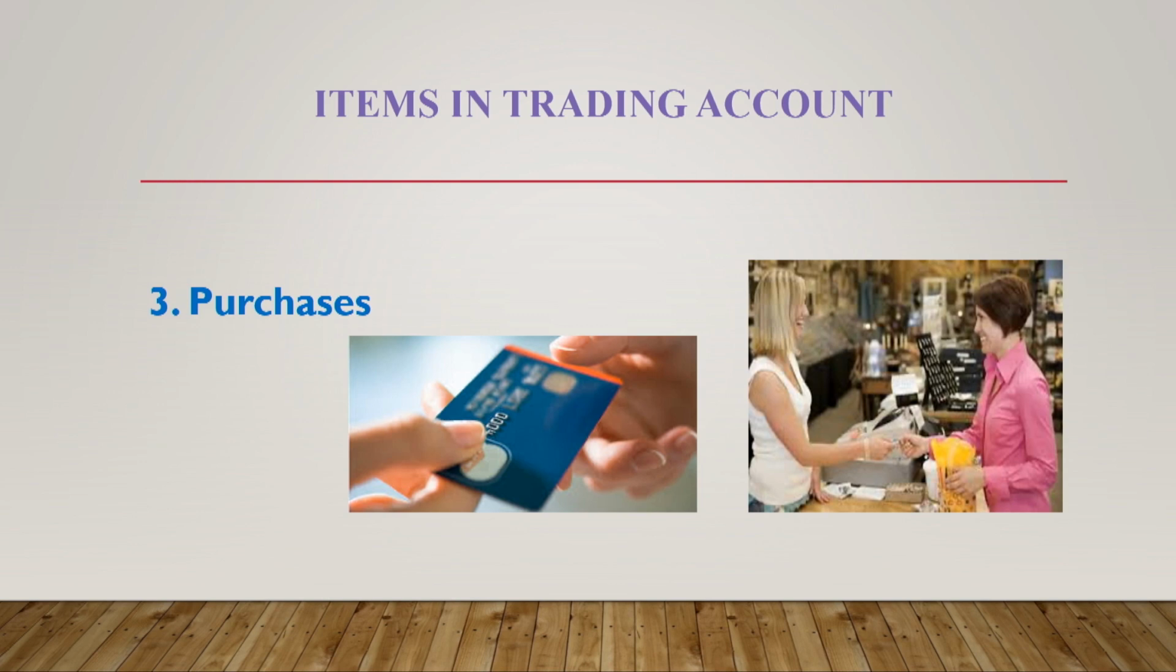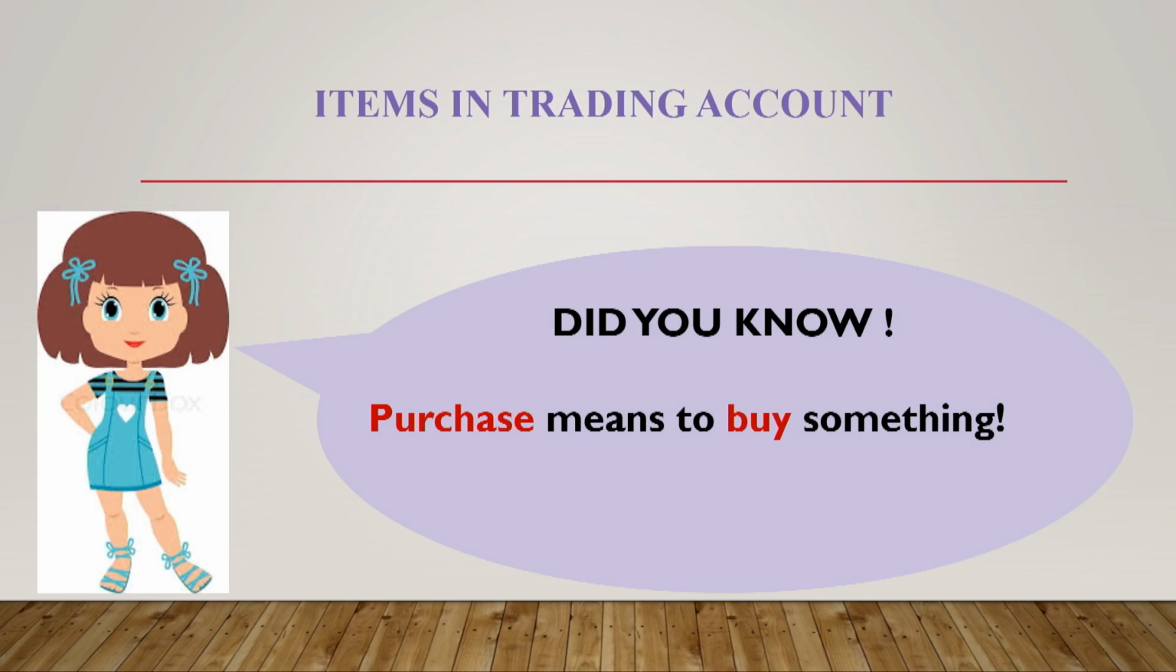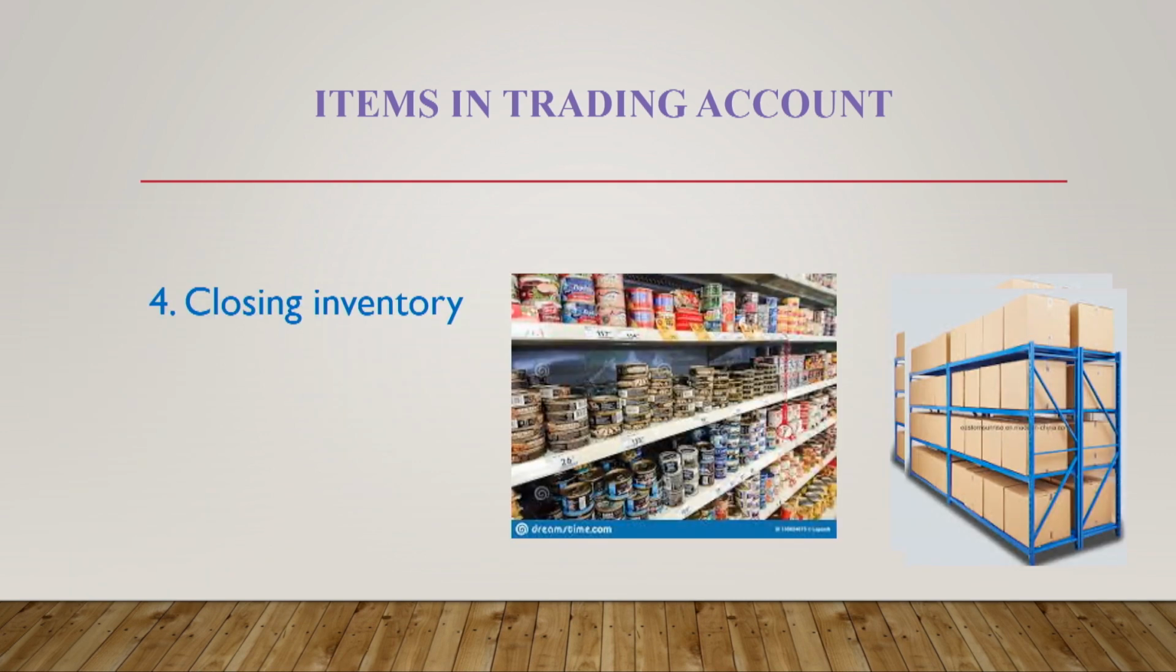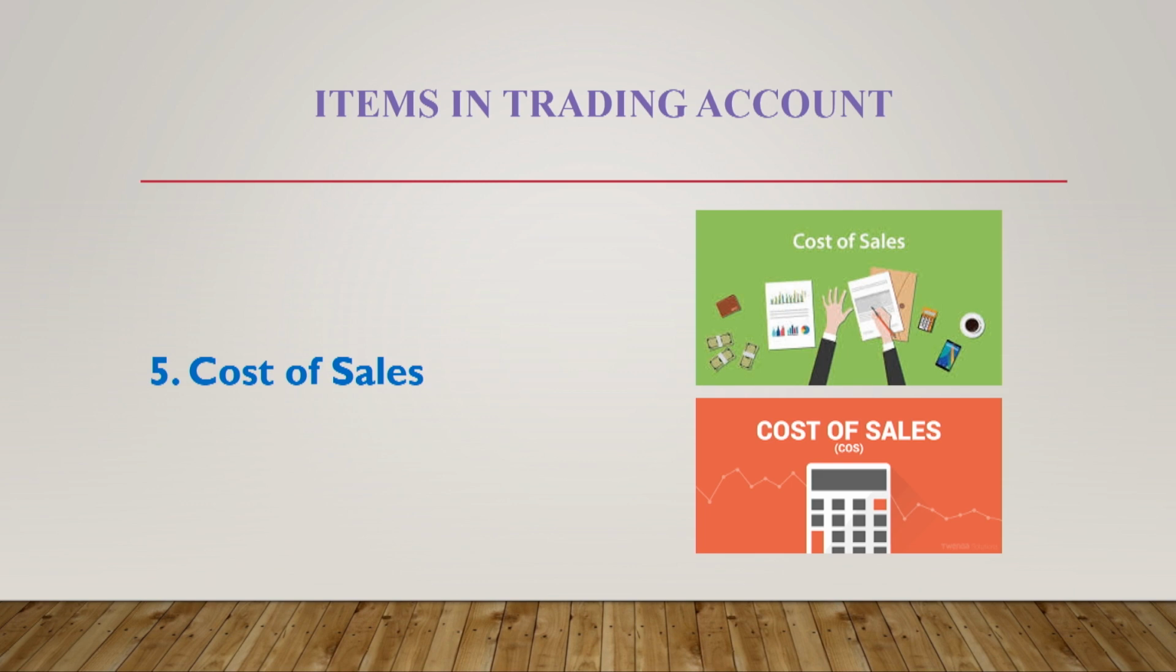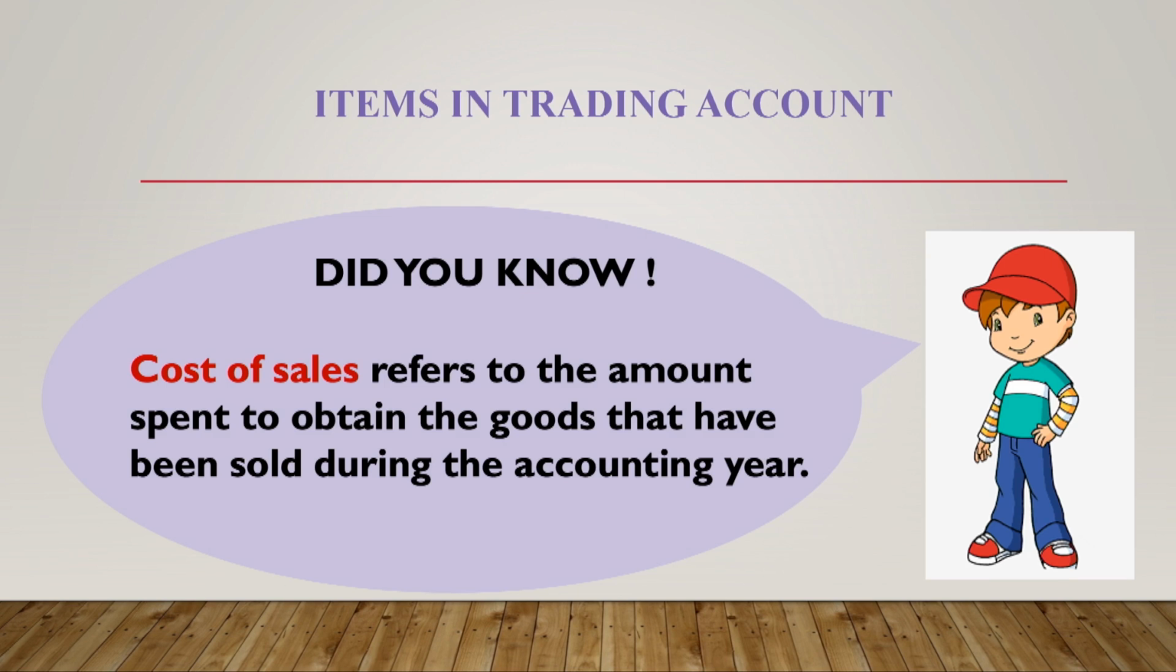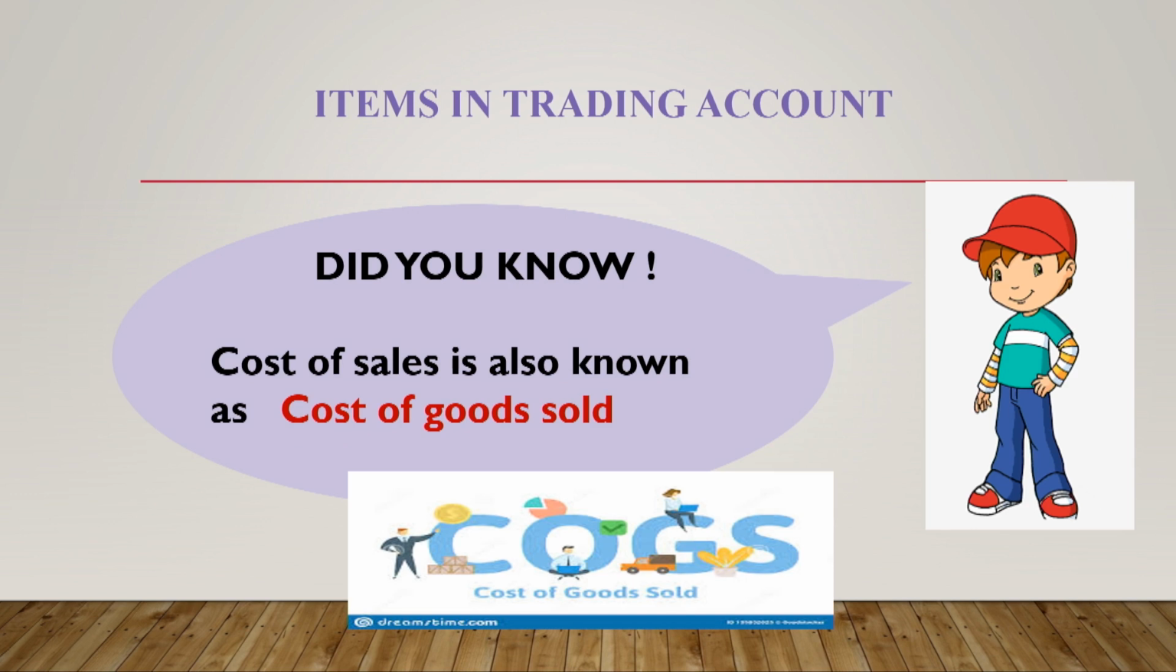The third element in the trading account is purchases. Purchase means to buy something. The fourth element in a trading account is closing inventory. It is the amount of stock that a business still has on hand at the end of an accounting period. The fifth element is cost of sales. Cost of sales refers to the amount spent to obtain the goods that have been sold during the accounting year. Did you know? Cost of sales is also known as cost of goods sold.